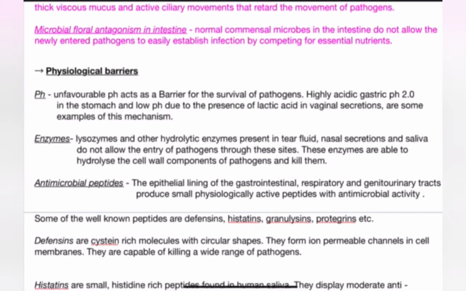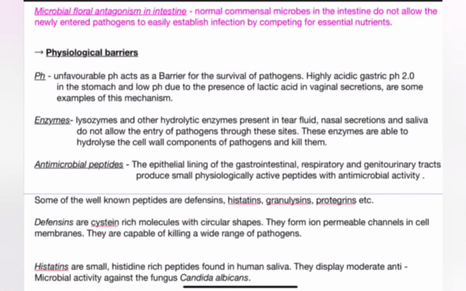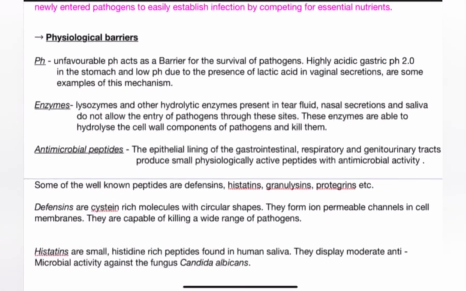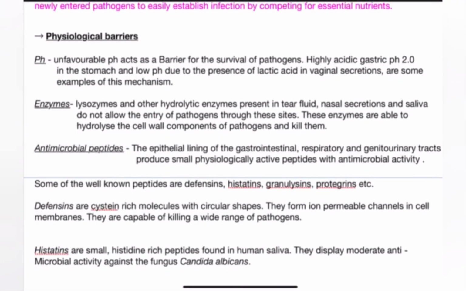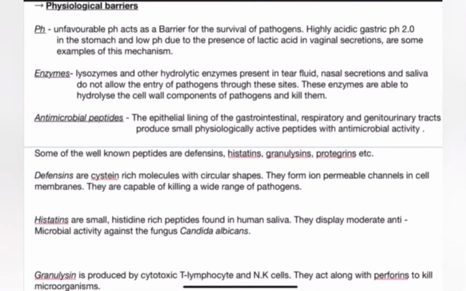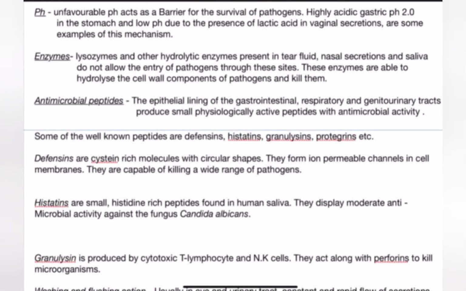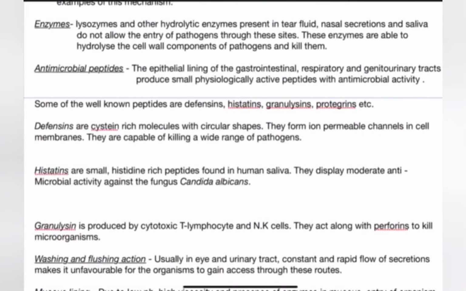Defensins are cysteine-rich molecules with circular shapes. They form ion-permeable channels in cell membranes and are capable of killing a wide range of pathogens. Histatins are small histidine-rich peptides found in human saliva. They display moderate antimicrobial activity against the fungus Candida albicans, which you must have heard about. Next we have granulisin. It's produced by cytotoxic T lymphocytes and natural killer cells. They act along with perforins to kill microorganisms.